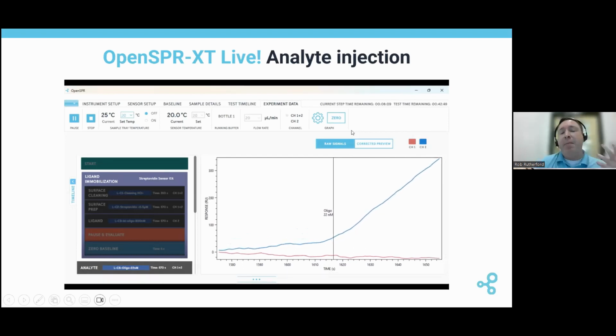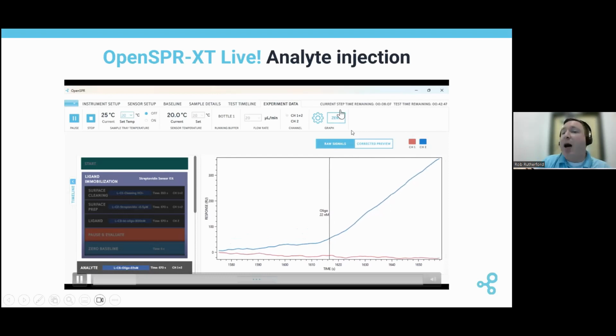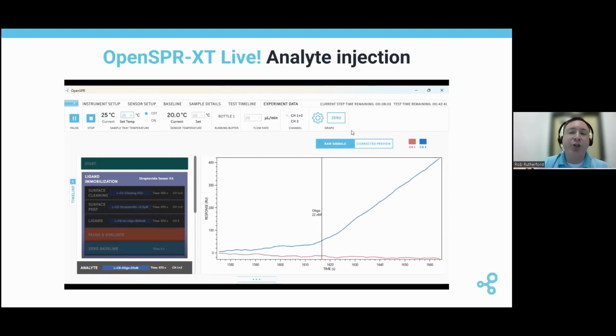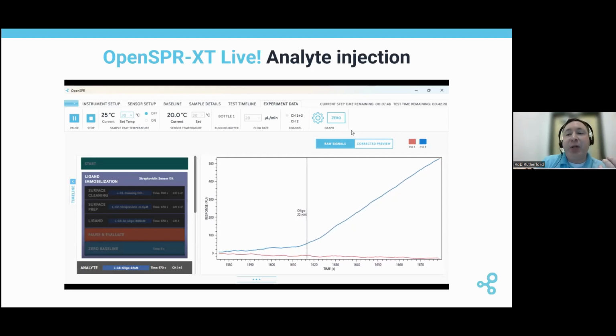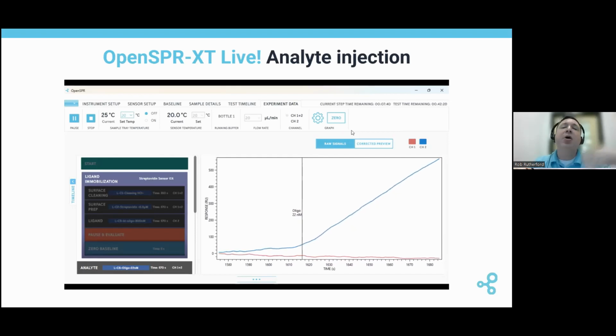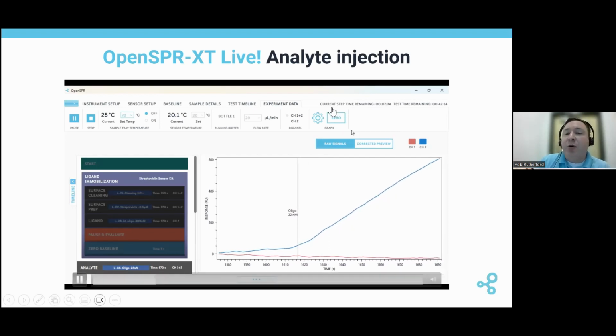If you have a manual, what this will say instead is time since last injection. And this can be used to standardize your dissociation time. So for instance, if all of your flow rates are going to be 20 microliters per minute, and you want to have an 8-minute dissociation time, then you would just wait until the time since last injection displays 8 minutes, and that's when you would begin either your regeneration or your next analyte injection. So if you're using the manual instrument, I don't want you to think you're going to see the current time remaining. Instead, it would say time since last injection.